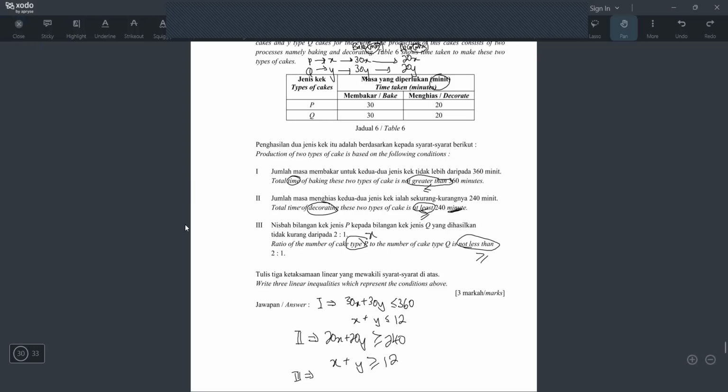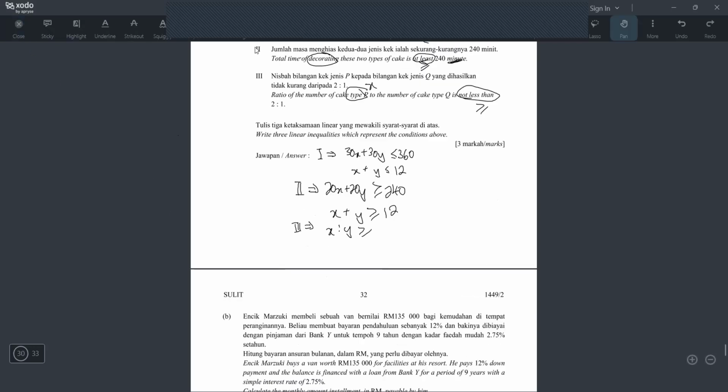How to write? X ratio y or y ratio x? X ratio y. You know why? Because it's ratio of P to Q. So x ratio y, and then not less than is just bigger sama dengan 2:1. Tulis je 2:1. And don't forget this one can change to fraction. So it becomes x over y bigger sama dengan 2/1. Because ratio boleh tukar jadi fraction. And now you can darab silang. So 1 times x is x, and then 2 times y is 2y. So yeah, sudah siap. This is how you get 3 marks.